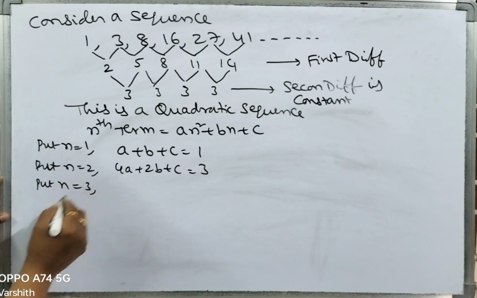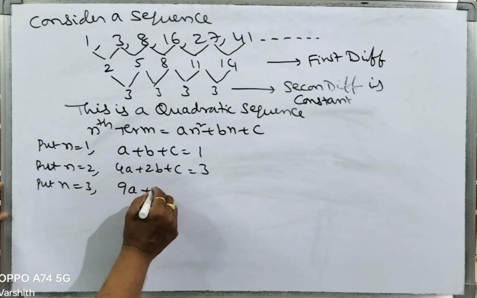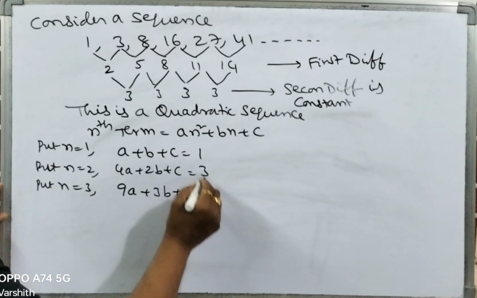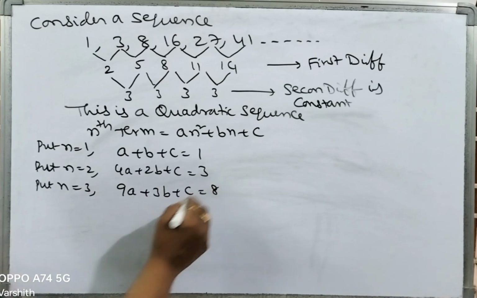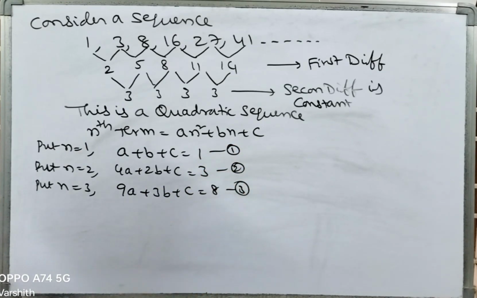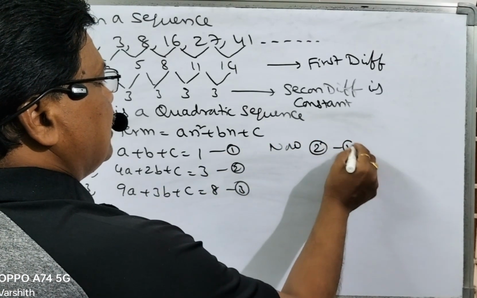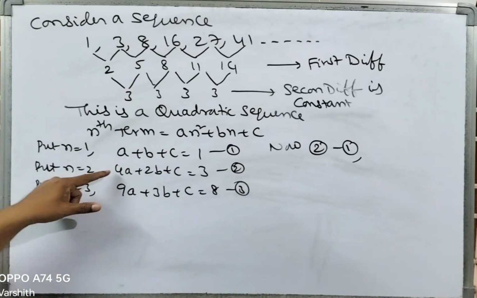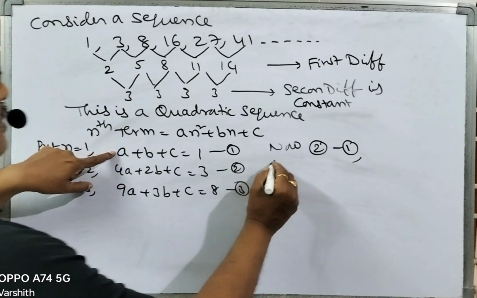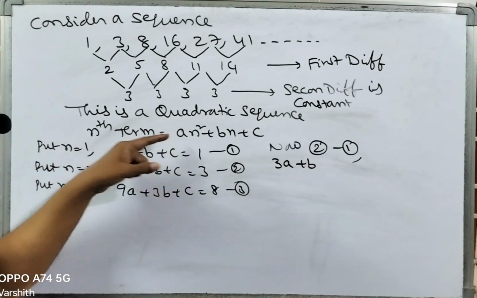We need at least 3 equations to get the values of a, b, c. So this is 3 square, that is 9a plus 3b plus c is equal to 8. Now this is the first equation, second equation, third equation. We have to solve these 3 equations to get the values of a, b and c. Now the second equation minus the first equation will give us 4a minus a, that is 3a, 2b minus b is b, and c minus c gets cancelled.